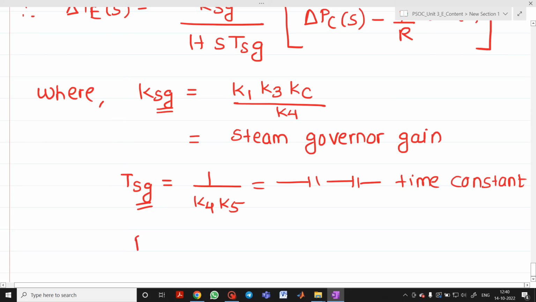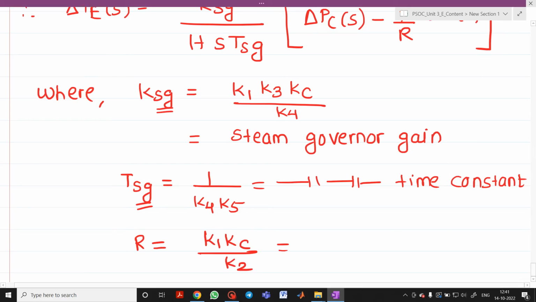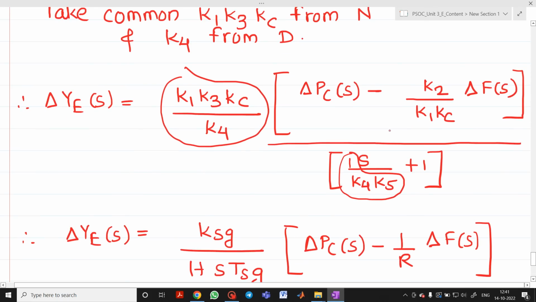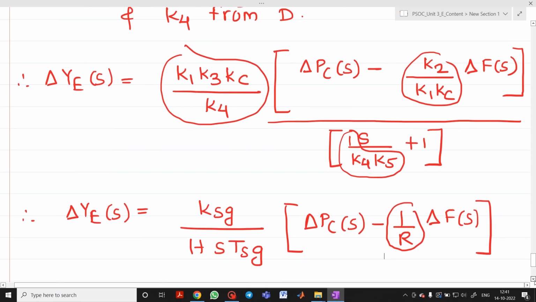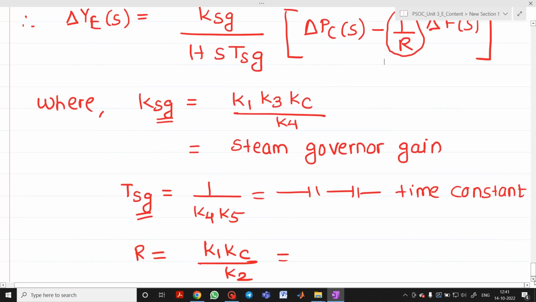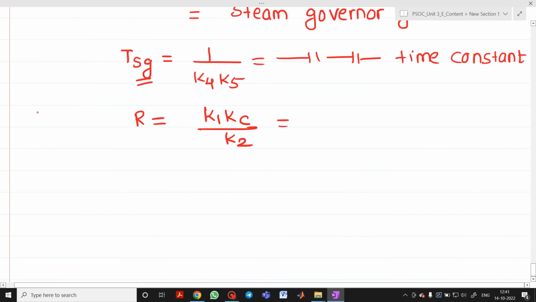And what is your R? R will be equal to K1 Kc upon K2. This term we have written here as 1 by R, so R is K1 Kc upon K2. What does this R stand for? This R is nothing but the regulation of a generator. So I will write it as regulation of a generator.